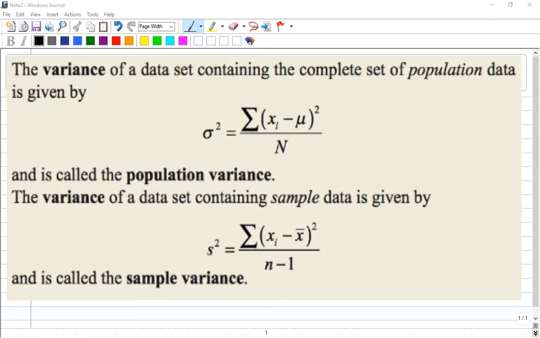So just to show you what I'm talking about, we're going to deal with a sample, and we're going to use this bottom formula right here to figure out the variance of this data set. So the data set is 16, 7, 7, 18, and 8. Alright. So the first thing that we need to do is figure out the mean.